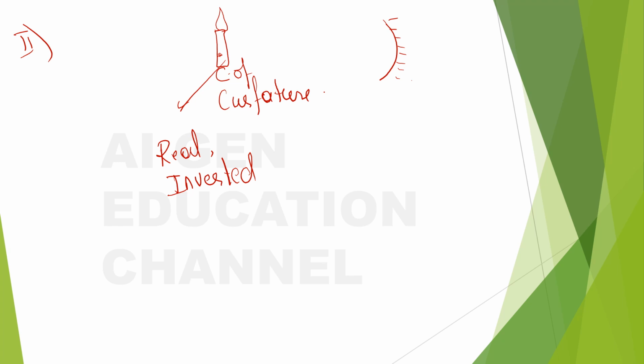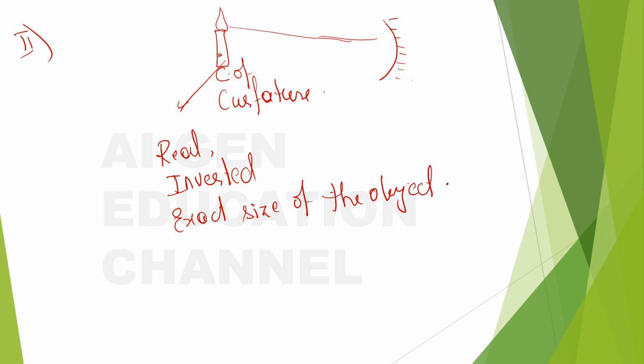Now, real image, inverted, and the size will be the exact size of the object. So it means that the rays will fall like this. You know about all these, right? I have explained this concept almost 3 or 4 times, like the rays will be falling here and they get reflected back, right? They get reflected and the point where all these will meet is called what? Yes, principal focus. This is the pole. You remember all this, right? So I'm not getting into all those details right now.